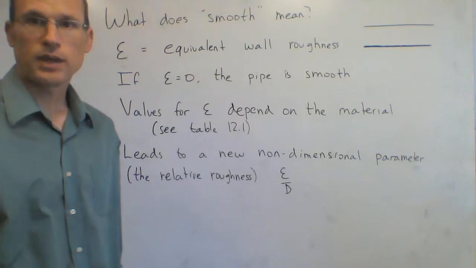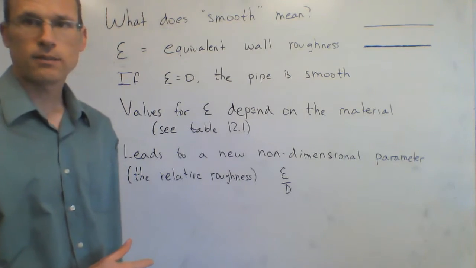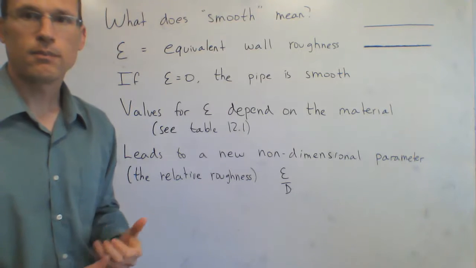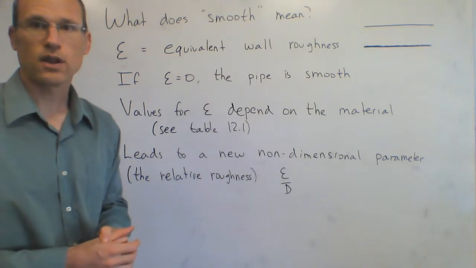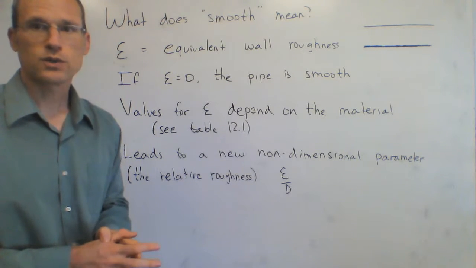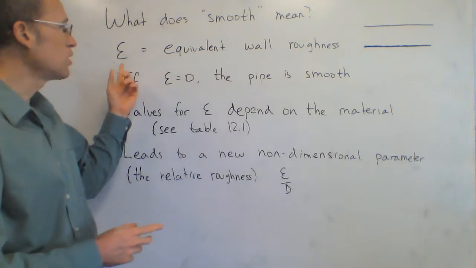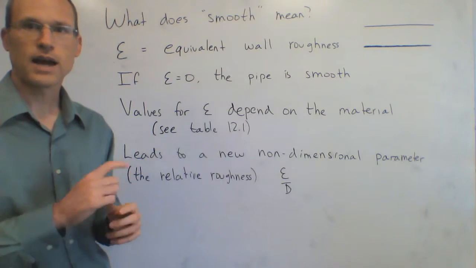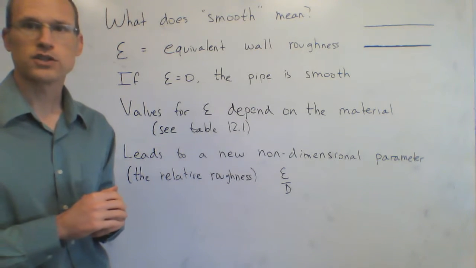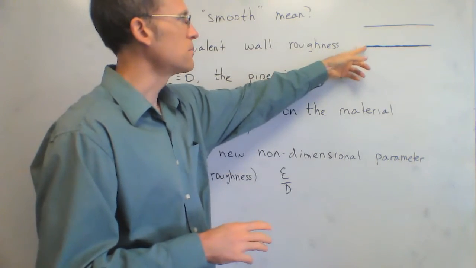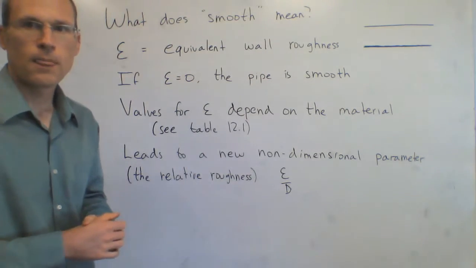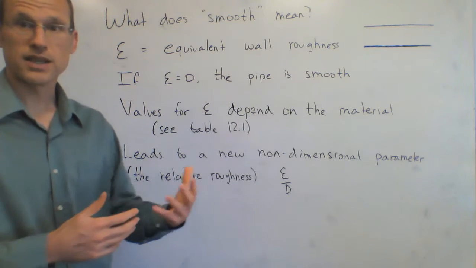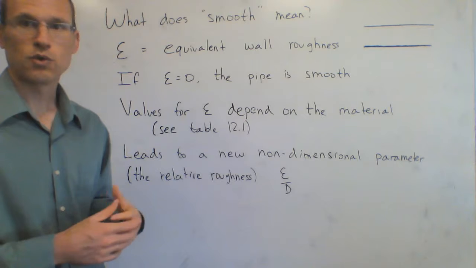So first question, what do we mean by smooth? If you look at the pipe walls on the inside of my pipe, whatever the material is going to have some level of surface imperfection. So what we do is we set up a new parameter, epsilon, which is called the equivalent wall roughness. This is basically a measure of how high those surface imperfections are, so how high these little bumps go into the flow. So if epsilon equals 0, the height of those bumps is 0, so the pipe is nice and smooth. The bigger the value of epsilon, the more rough the pipe is.